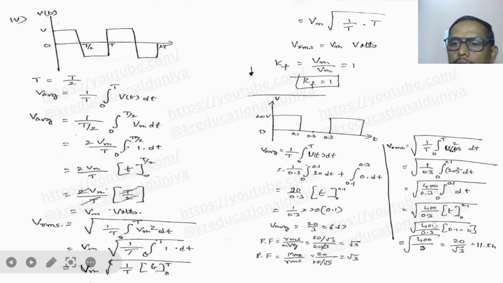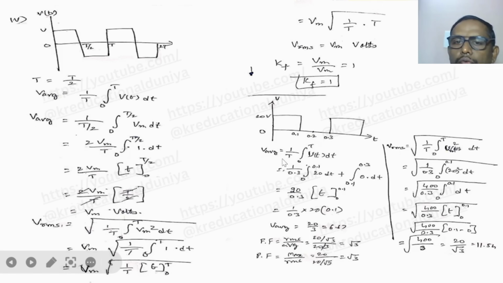So here applying the integration, and we are applying the limits also, 0 to 0.1. So instead of small t we are using the limits 0.1 minus 0. So 400 by 0.3 into 0.1 minus 0, that is 0.1. So it will get cancelled, and totally it will become under root 400 by 3, that equals 20 by root 3, that equals 11.54.